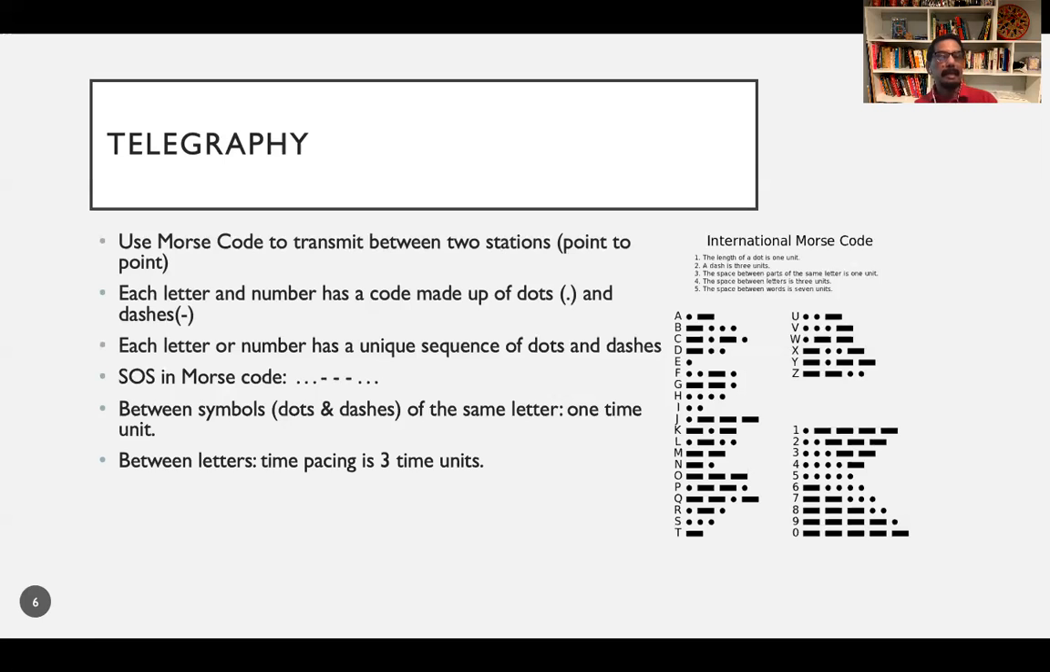So telegraph operators become extremely good at timing. Timing matters because we have to be able to distinguish between different letters and numbers when they arrive at the other end. So although I showed the SOS message as dot, dot, dot, dash, dash, dash, dot, dot, dot, remember, between symbols, dots and dashes of the same letter, you do 1 unit of time. Between letters, you add 3 units of time. So what I actually did is a dot, wait, dot, wait, dot, wait, wait, wait, then dash, wait, dash, wait, dash, wait, wait, wait, then dot, wait, dot, wait, dot, wait.